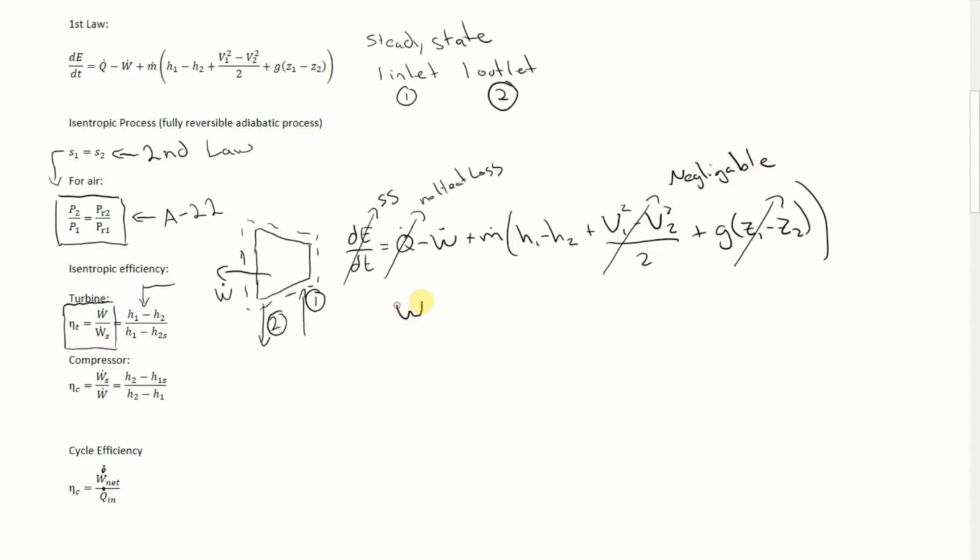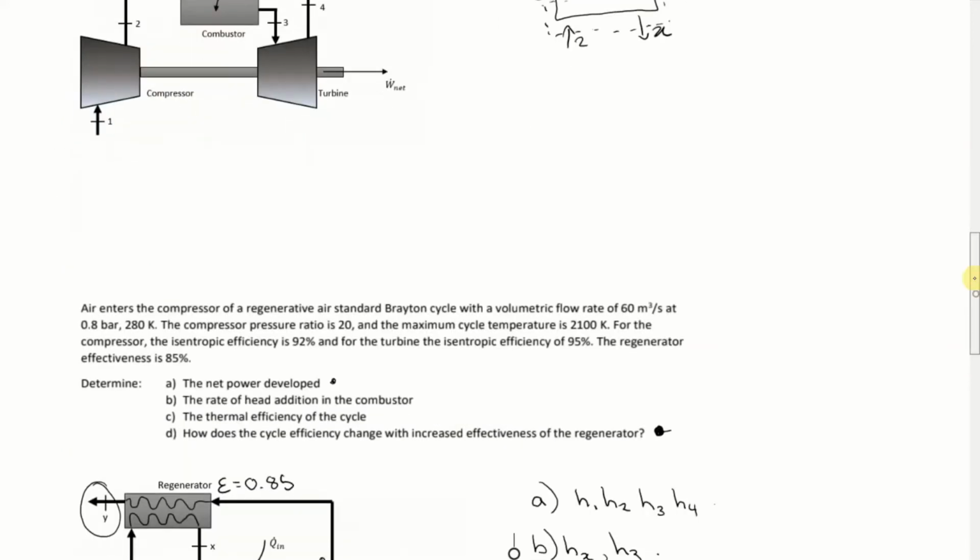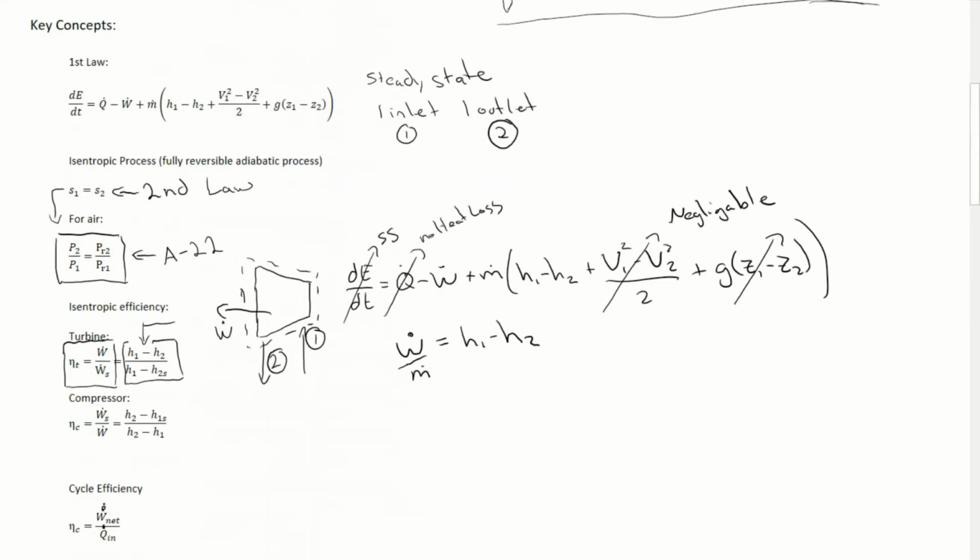And that reduces this equation all the way down to W dot over m dot is equal to H1 minus H2. And this H1 minus H2 is this H1 minus H2. So the important takeaway here is that this version of the equation can only be used if you can make these simplifications. If not, you would actually have a different equation for the top term here. And the same goes for the compressor.